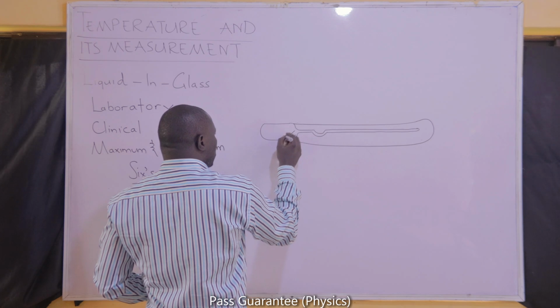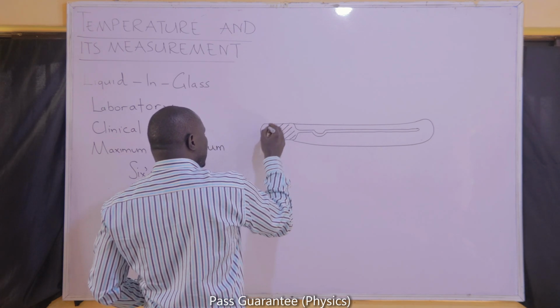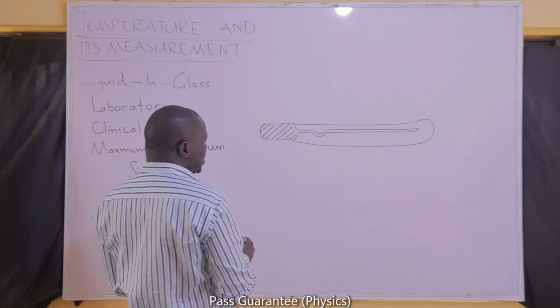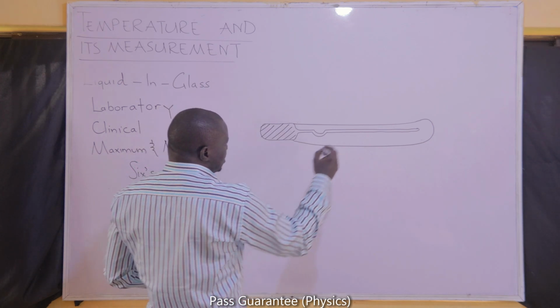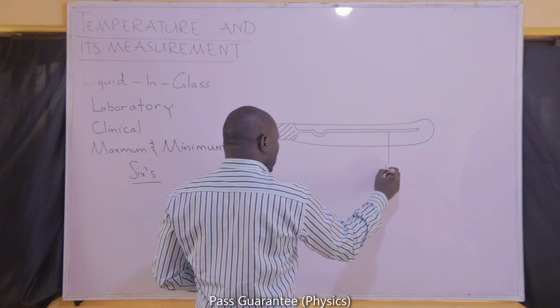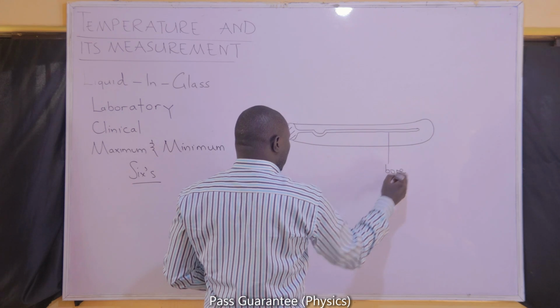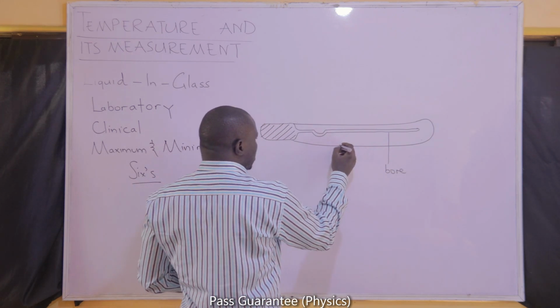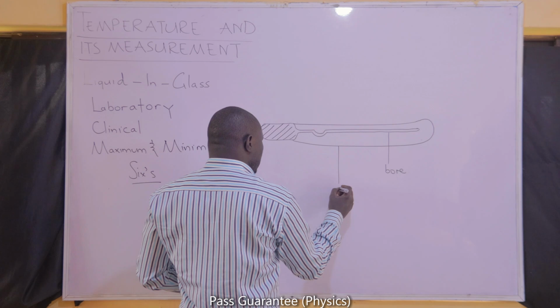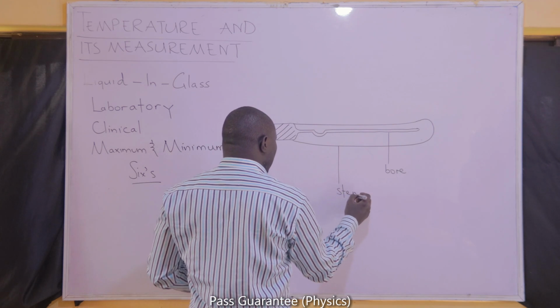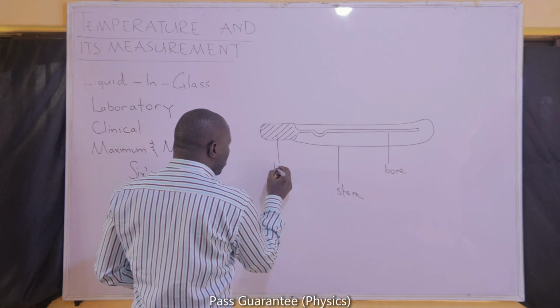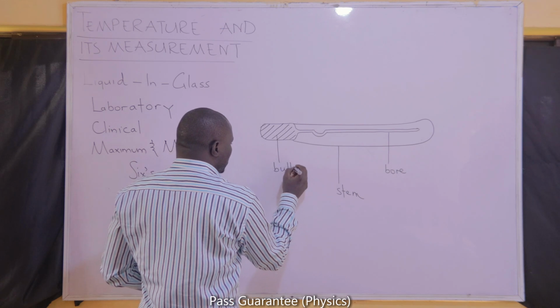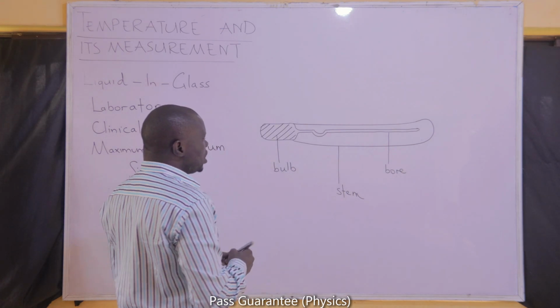So this is the bulb, the same bulb that I said should be made with thin glass. This is the bore. This is a stem. We are still going to talk about the stem. I said this is the bulb that contains the expanding liquid.